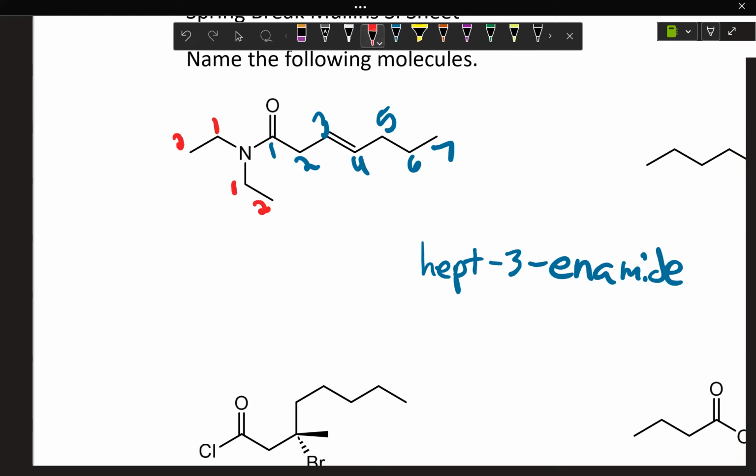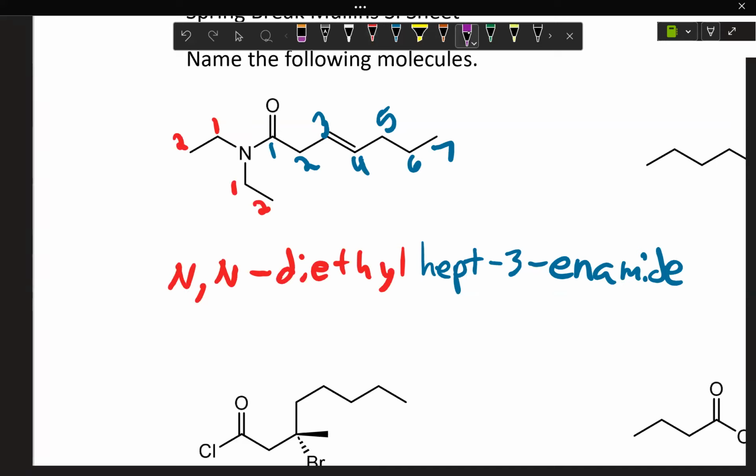Now we've got to add the substituents coming off of the amide nitrogen. So let's number how many. We have 2 ethyl groups. So 2 ethyl groups can be written as diethyl. So that's how we're going to write it in the name. Diethyl. And then to indicate its location, instead of doing numbers when it comes off of the carbon chain, we're just going to do 2 N's to indicate it's coming off of the nitrogen.